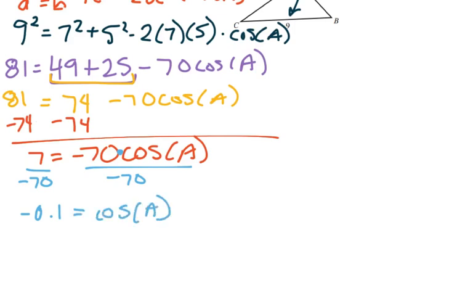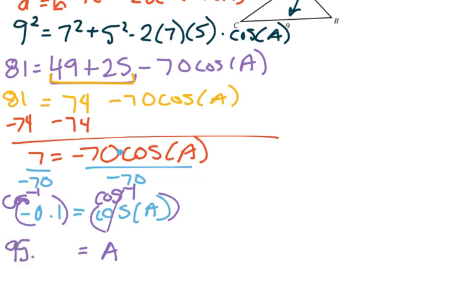And then we take the cosine inverse to cancel that cosine and be left with A. So A, the angle degree, is 95.74.